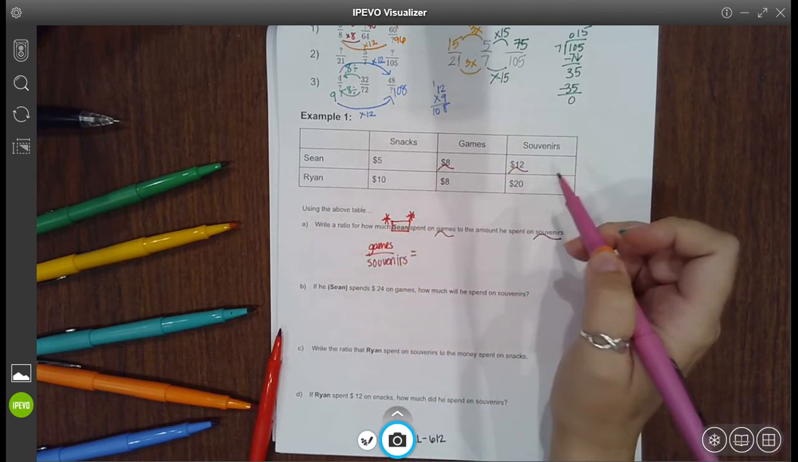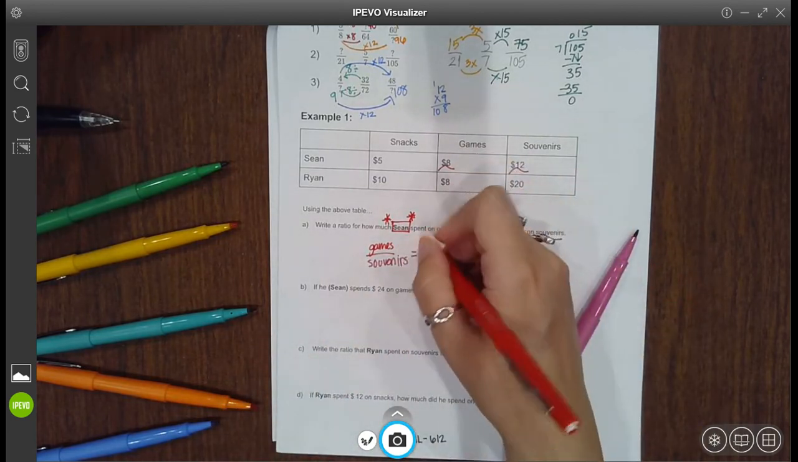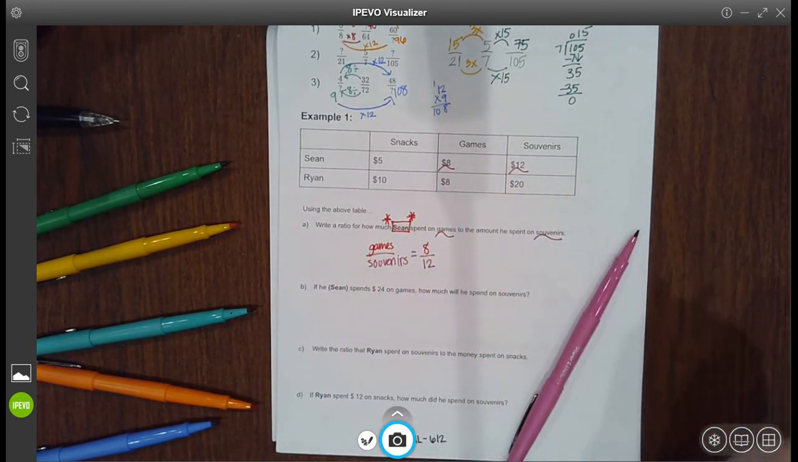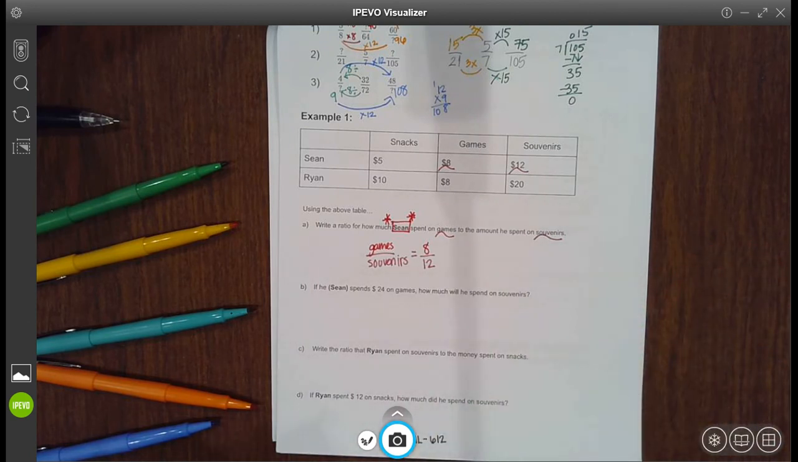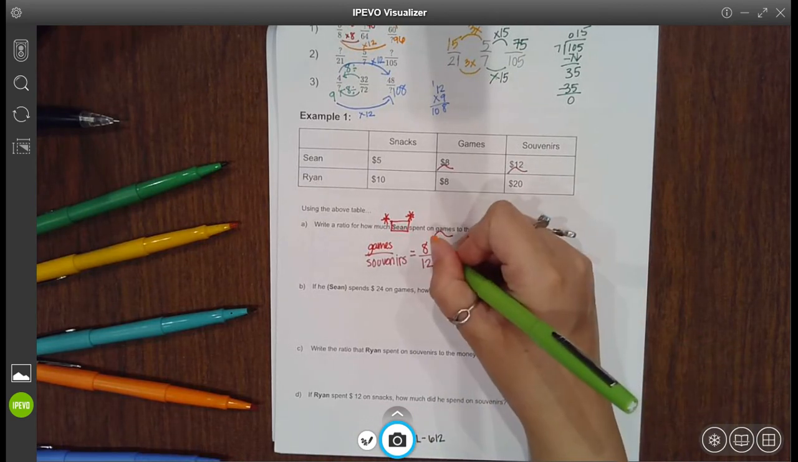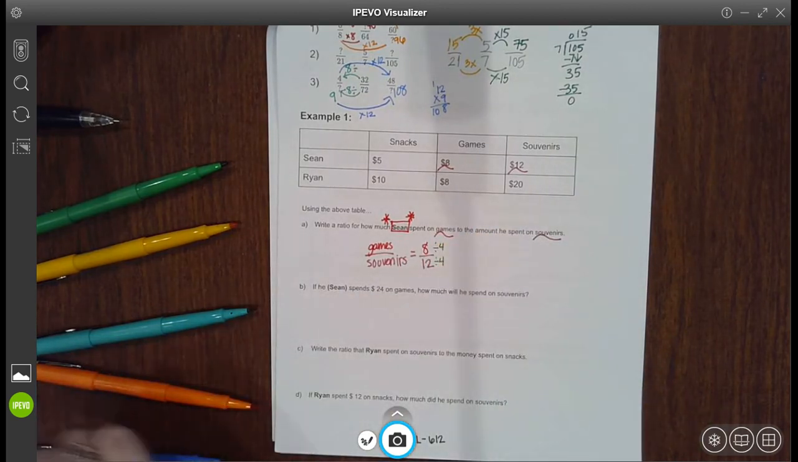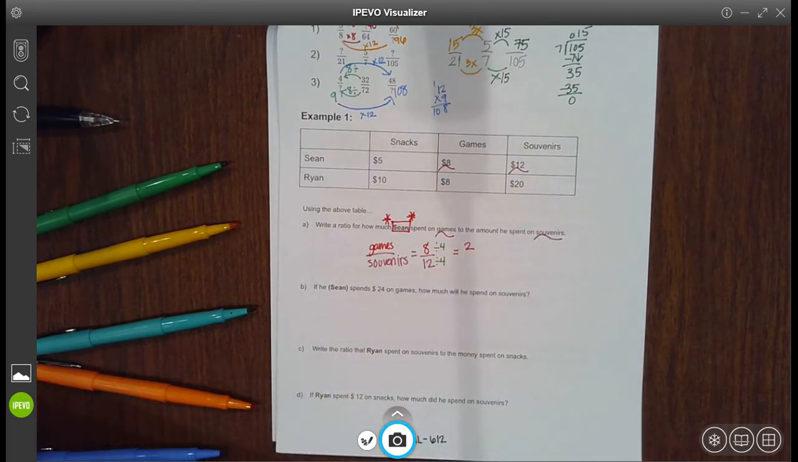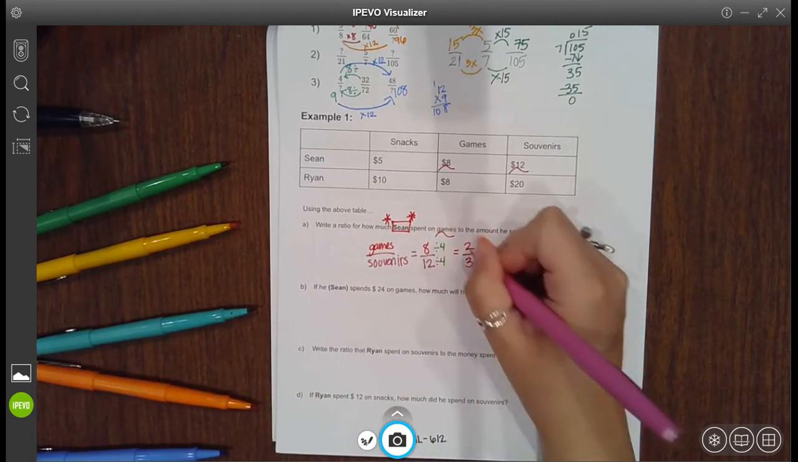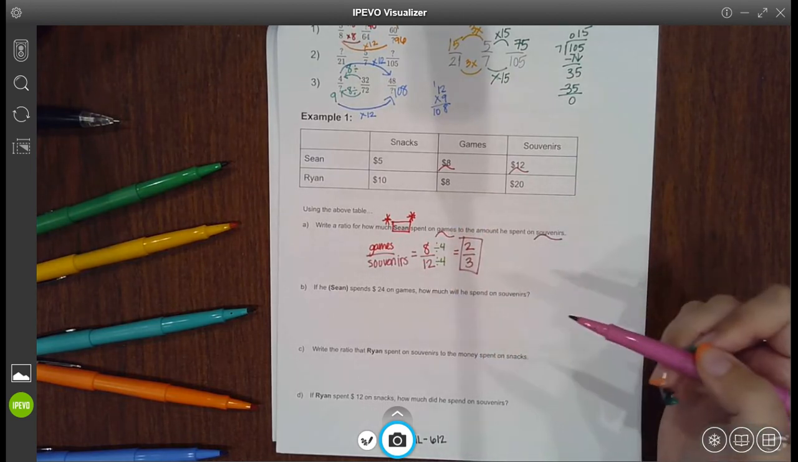Okay, souvenirs was 12, and games he spent 8. Always double check to see if you can reduce a ratio. This one can reduce. I see that 4 can go into both of those. So 8 divided by 4 is 2, and 12 divided by 4 is 3. And I can't reduce it anymore, so I'm done.